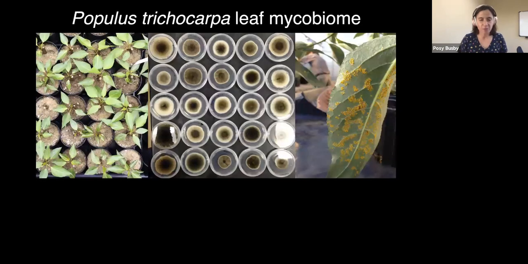Now, both of these experiments were conducted using black cottonwood, the tree I already mentioned, where I collected and tested over 30 different commonly occurring endophytes and showed that many of them are capable of modifying the severity of the tree's leaf rust, which is shown here.